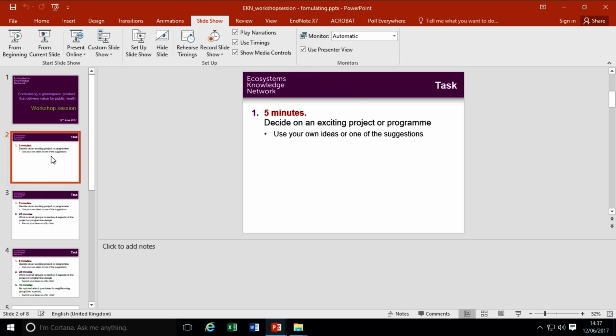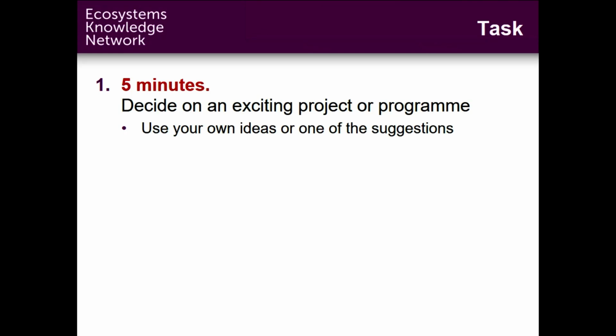So around your tables, please now decide on the project or the program that involves green space and health outcomes that you want to be the focus for small group discussion in the rest of the session. As a group, just put your hand up, come to me if you want me to give you a project that you could focus on. But I'll leave you for five minutes to decide on the project.